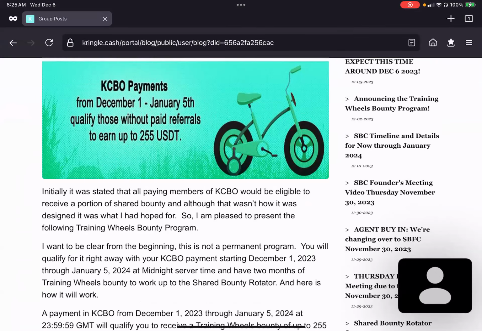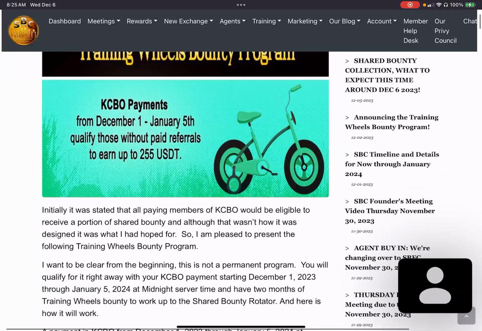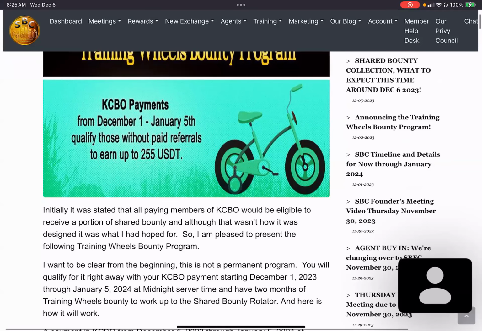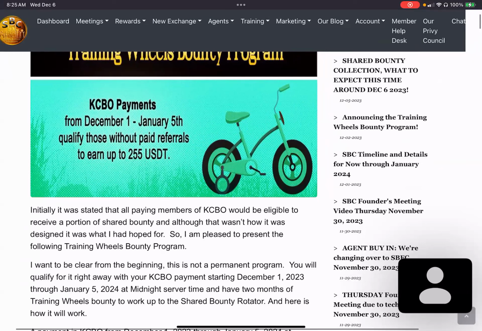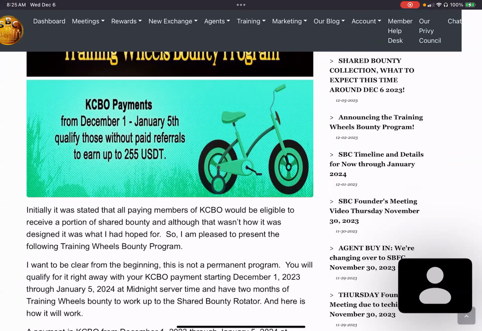So the training wheels program is going to start from December 1st and go through January 5th. Without going into too much detail here, because I've already talked for a while, the training wheels program is for members who pay a $32 USDT payment for their KCBO, but do not yet qualify for the shared bounty program. If you have one paid referral, you're still in the training wheels program. If you have no paid referrals, you're in the training wheels program, if you've made a KCBO payment.